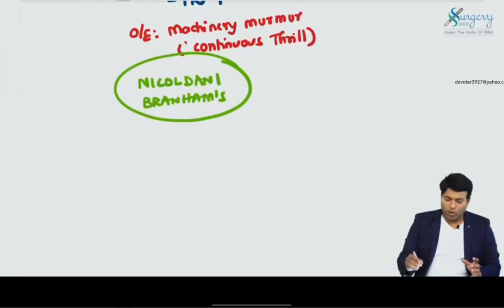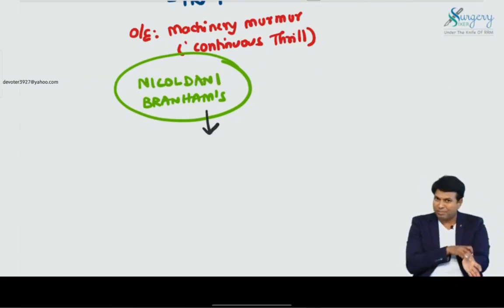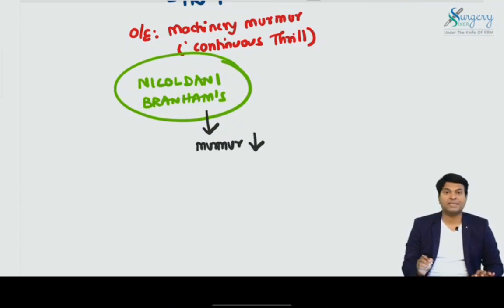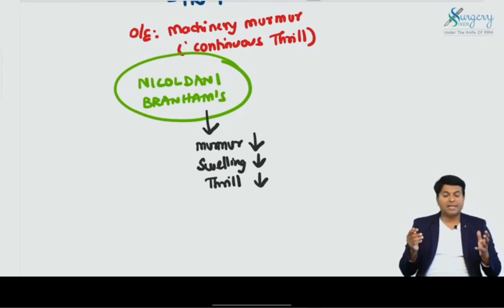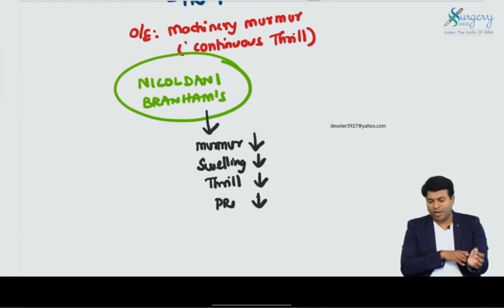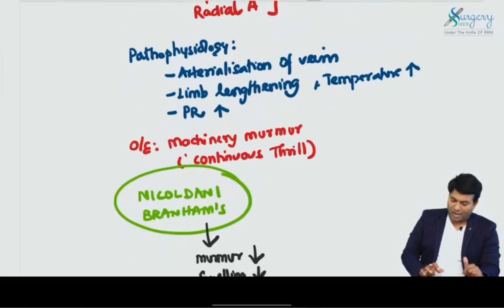In Nicoladoni or Branham sign, if this is the AV fistula here, if you compress it more proximally, immediately the murmur disappears. Swelling decreases, thrill is not palpable, thrill is absent, and finally the pulse rate also decreases. This is the Nicoladoni sign. On proximal compression of the artery in an AV fistula, murmur and thrill disappear, swelling disappears, and pulse rate decreases. This is known as Nicoladoni or Branham sign. Please don't forget this point.